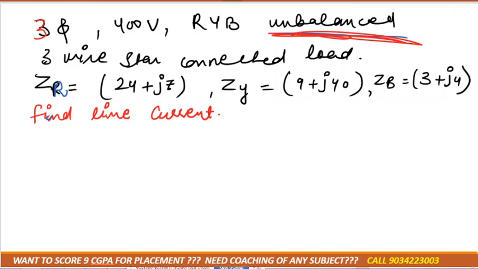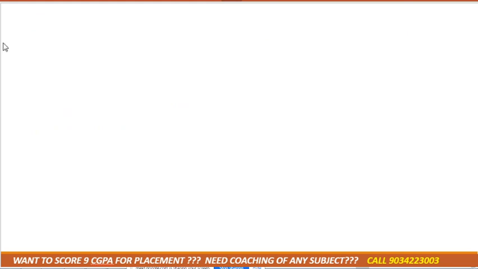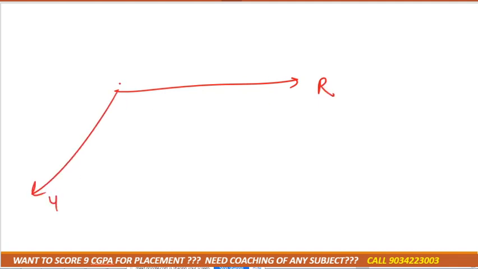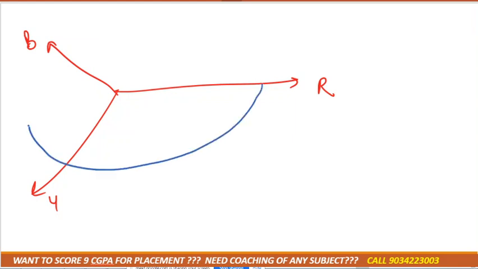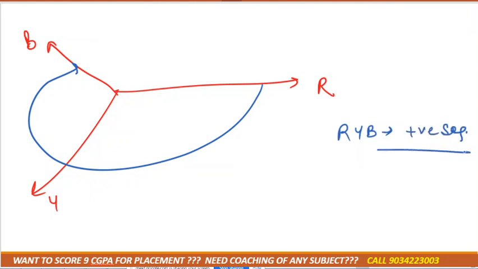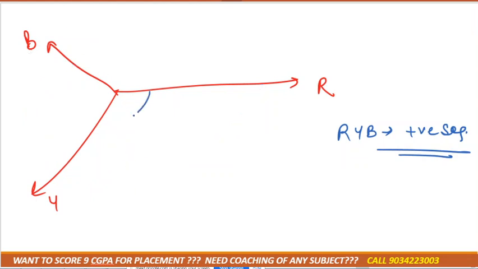Okay, in this case, we have given R, Y, and this is B. So the RYB sequence means just R, then Y, then B. The RYB sequence would be positive. Got it? So the angle between R and Y is how much? 120 degrees. It is on the negative side, so it would be minus 120 degrees.